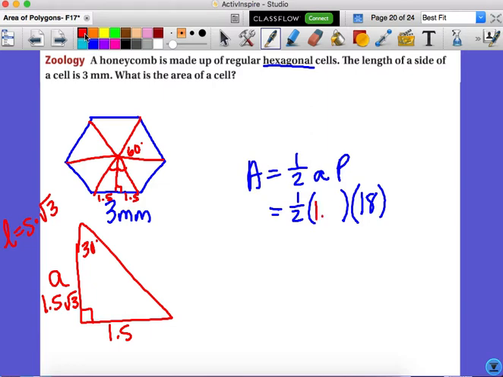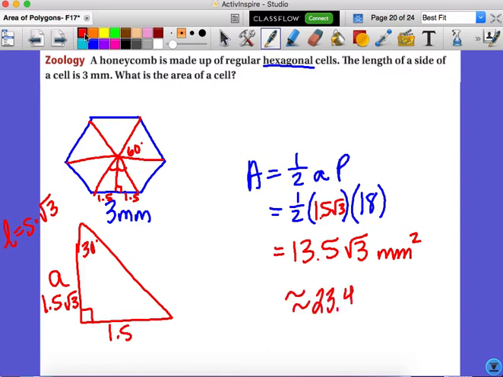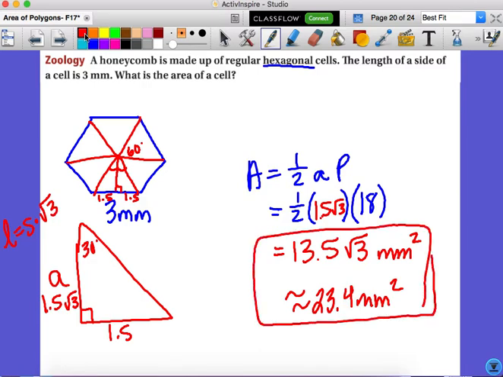I'll bring that right back over here and plug in to my formula. So 1/2 of 1.5 times 18, I'm just going to carry that square root of 3 along with me. It tells me I've got 13.5 square root of 3 millimeters squared. Now it doesn't specify if it wants us to leave it in simplest radical form or not, so you could go ahead and round that answer here to about 23.4 millimeters squared, and either of those would be acceptable.